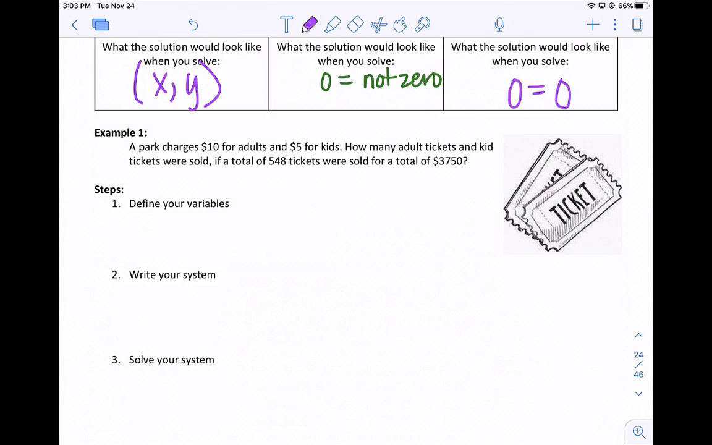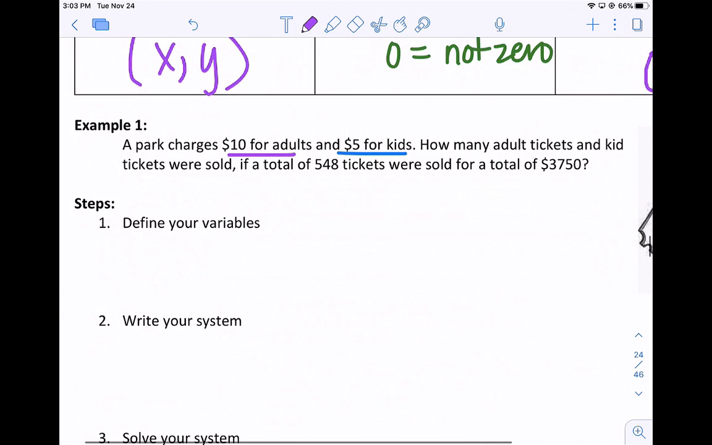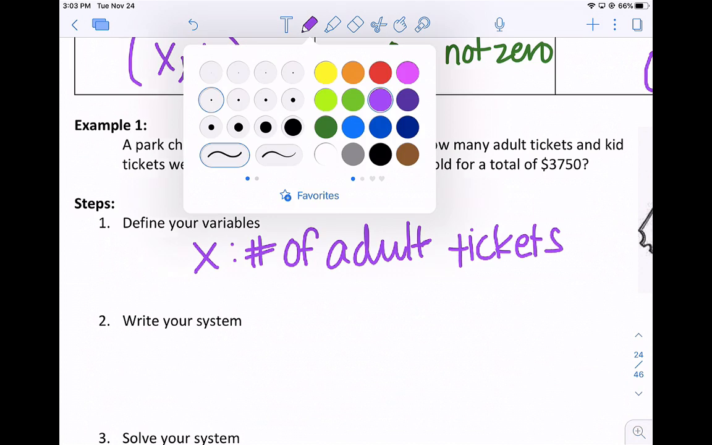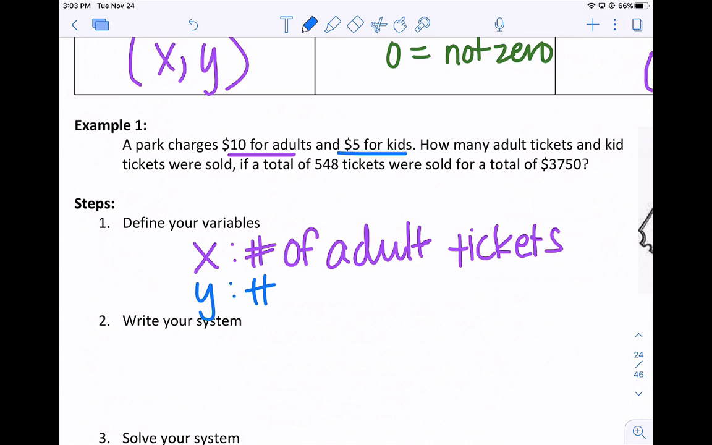A park charges $10 for adults and $5 for kids. How many adult tickets and kid tickets were sold if a total of 548 tickets were sold for a total of $3,750? All right, so we have two variables. We have the adults and kids. You can use A and K. I'm just going to use X and Y because for me that's easier. So we'll say X is the number of adult tickets, and Y is the number of kid tickets.